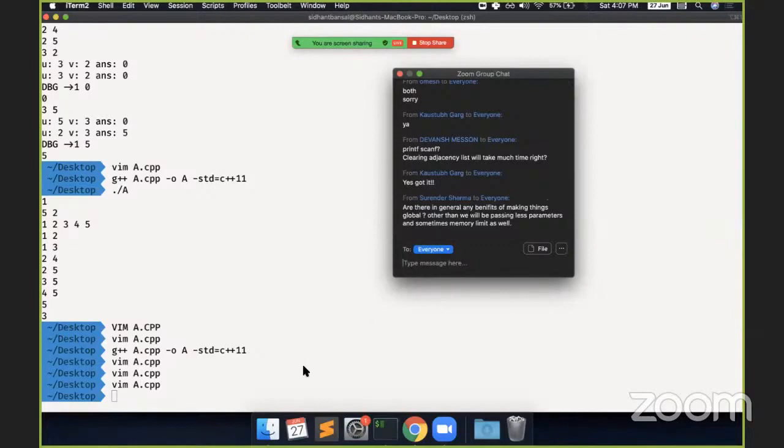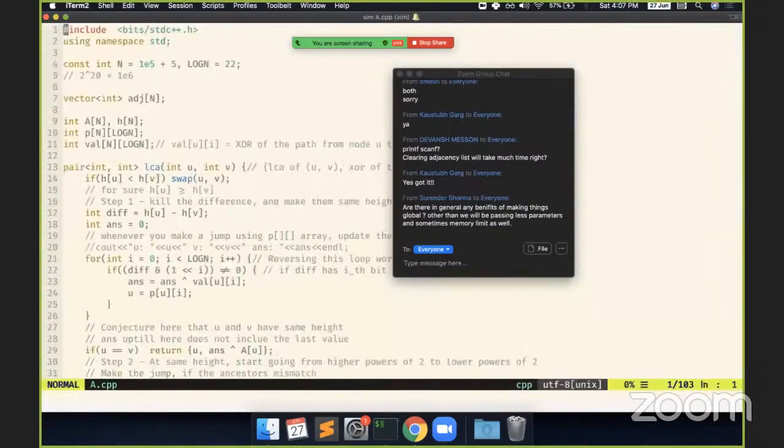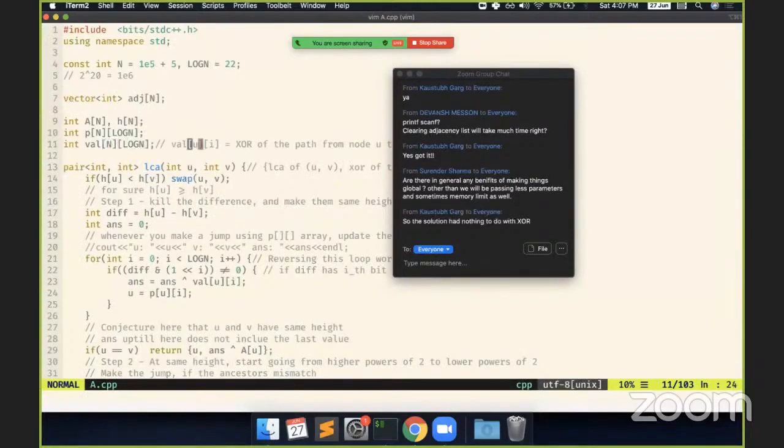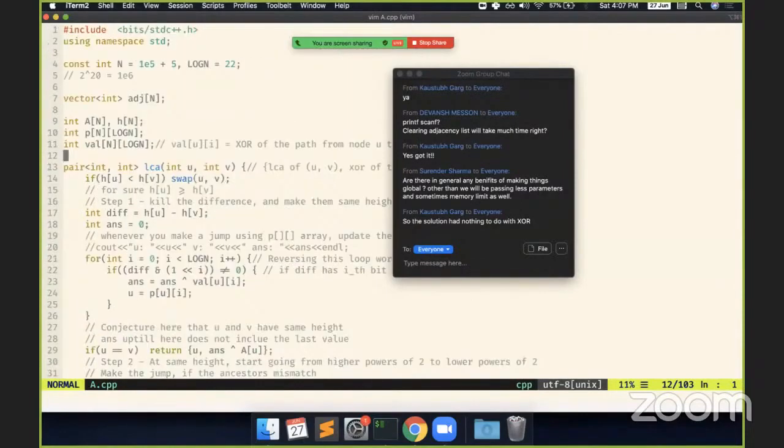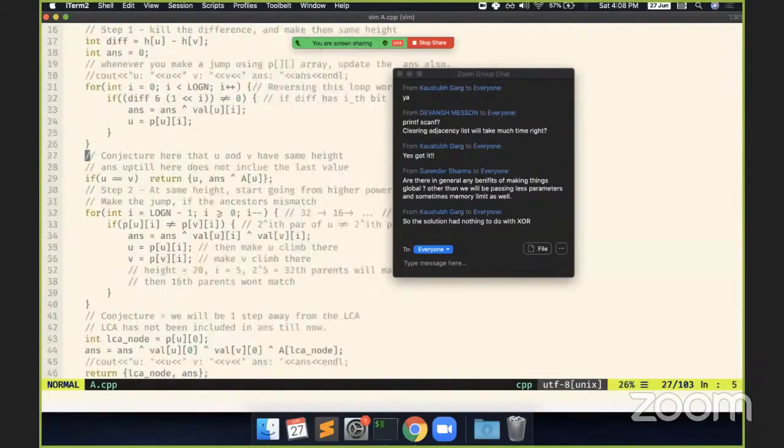Surinder, from a software engineering point of view, there is not much benefit. As a generic coding practice, people don't recommend doing this. But in competitive programming, it's preferred. The solution had nothing to do with that. Gautam, correct? If you are using this technique, there is an alternate approach to this question, which is much simpler, and I would recommend you try that out. The approach is something like this.